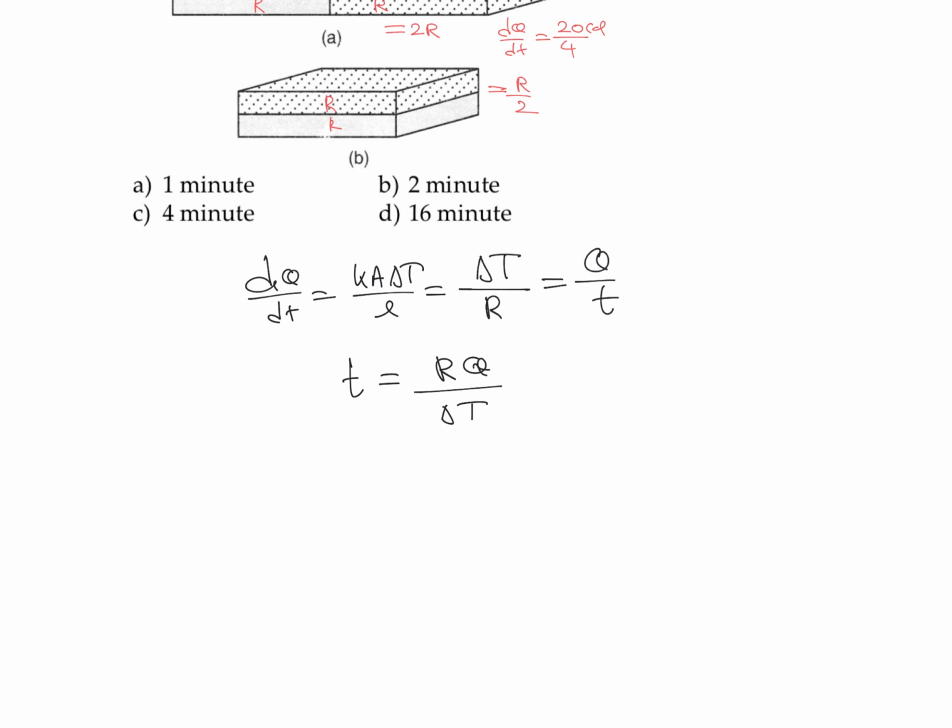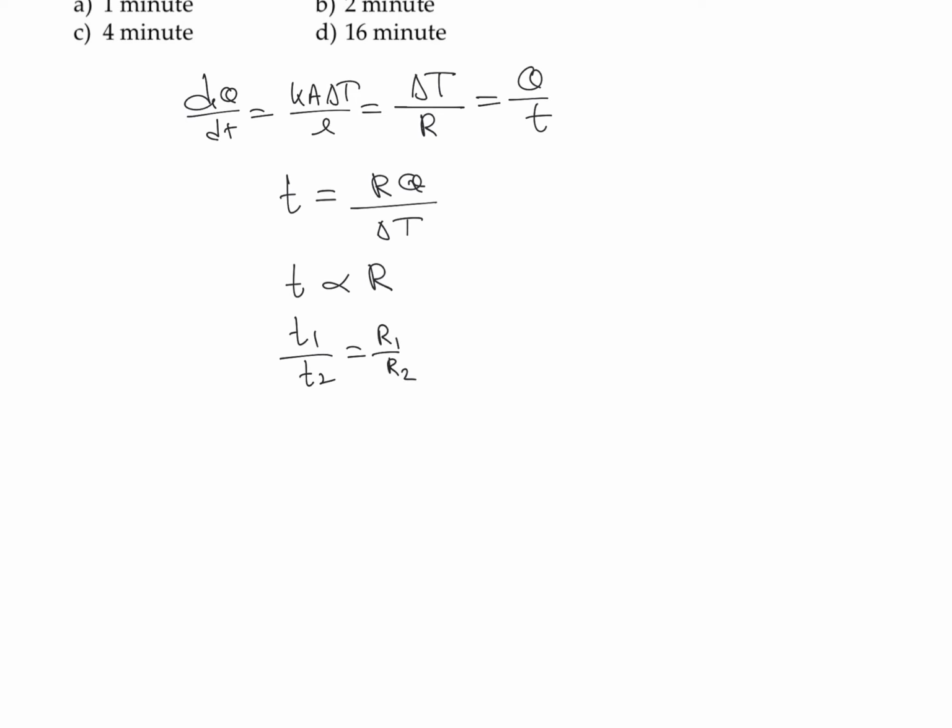So we can just calculate the value of time over here. You can write this time is directly proportional to the value of resistance. So you can write T1 divided by T2 is equal to R1 divided by R2. So we need to find out the value of T2. In the first situation, resistance was nothing but 2R, and in the second situation resistance becomes equal to R by 2. So we can write this ratio becomes equal to 4.